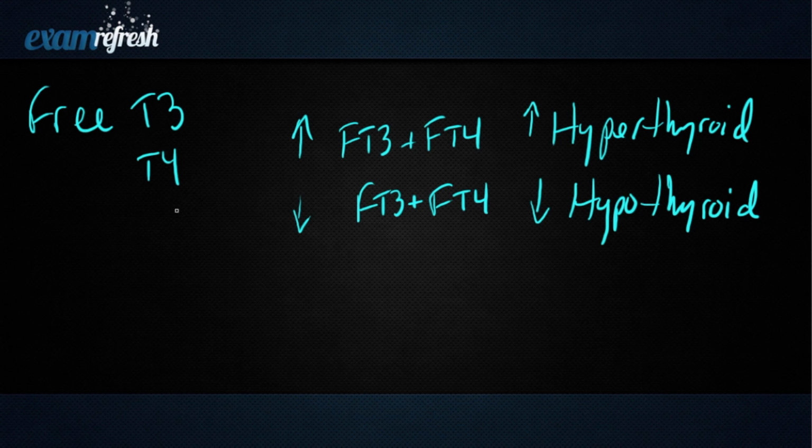So if we go back to our first one, if we have increased TSH, which would be hypothyroidism, our thyroid's not producing enough hormones, we have hypothyroidism, so we will have decreased T3 and T4. If we have decreased TSH, hyperthyroidism, the pituitary is telling the thyroid to stop producing because there's too many, so we'll have increased T3 and T4. Those are the most important ones.